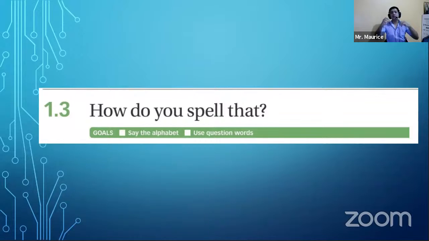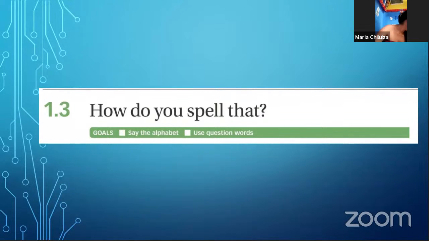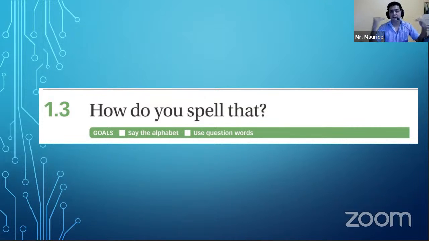Okay, so this is going to be our objective. We're going to study the English alphabet. Probably some of you know the English alphabet. You might say, teacher, this is very basic information about this language. You might be right, but this is level number one.